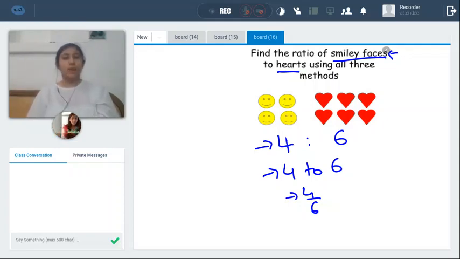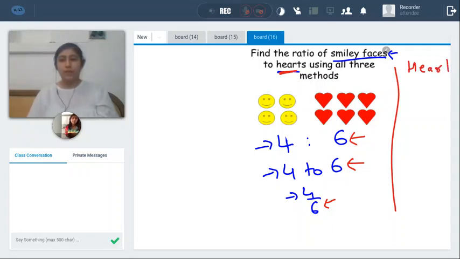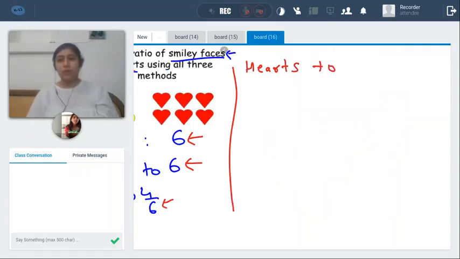Are you able to listen to me? Yeah. Okay, good. And because they have written hearts later, we are going to put the number of hearts later everywhere, even in the denominator. Now, what if they reverse the question and ask to find the ratio of hearts to smiley faces? What are we going to do?